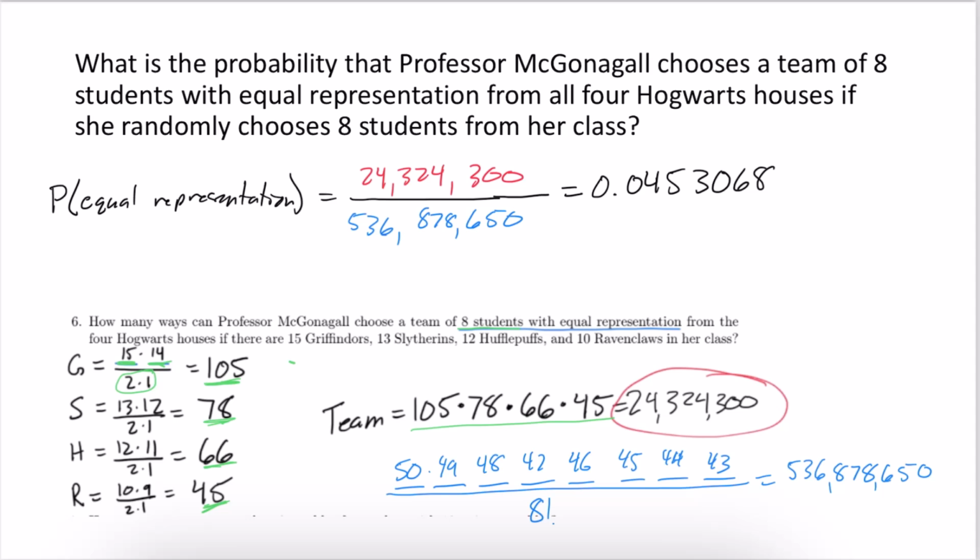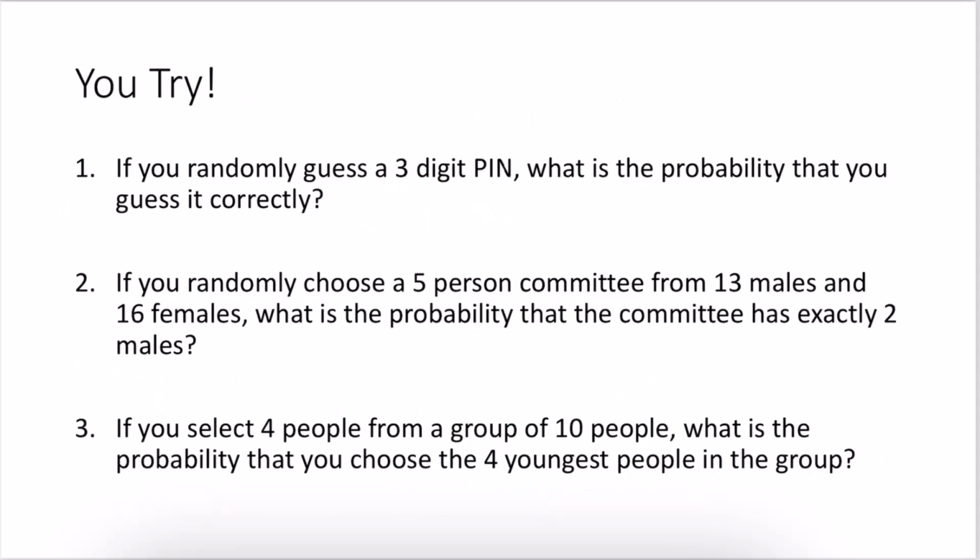that she's going to choose a team with equal representation. And so that's how you do probability with counting methods: you basically use all of the counting methods that we've learned so far to find the top and bottom numbers of the probabilities. So why don't you try these 3 problems on your own? Pause this video, work through them, and then restart the video to see what the answers are.